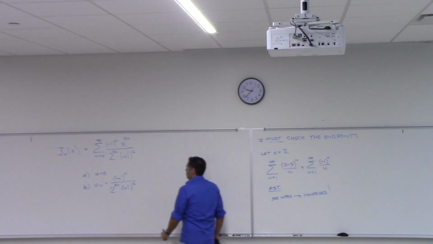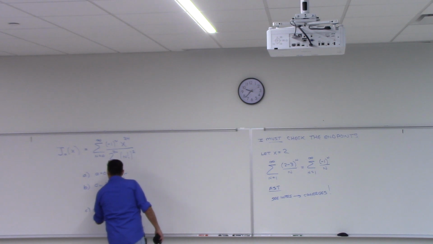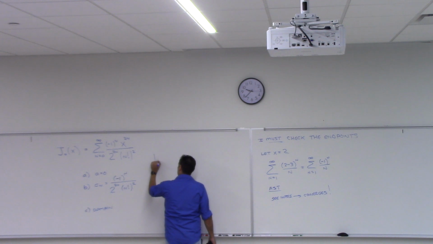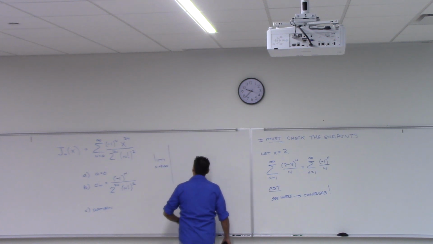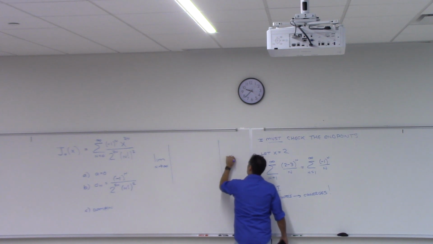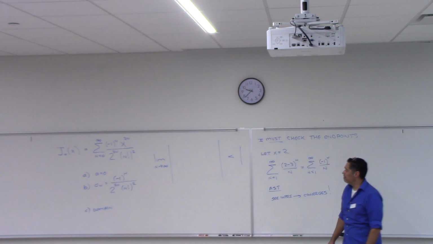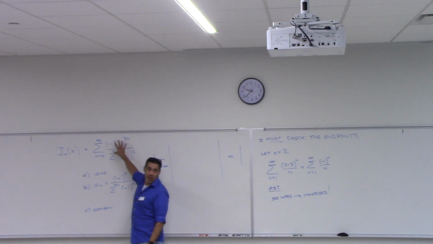All right, part C, domain. Here's what I want. I want to take the limit as n goes to infinity of the absolute value, big absolute value here, less than 1. I need this to happen. I want to see when this happens. So I've got to take this entire thing and replace all my n's with n plus 1s.